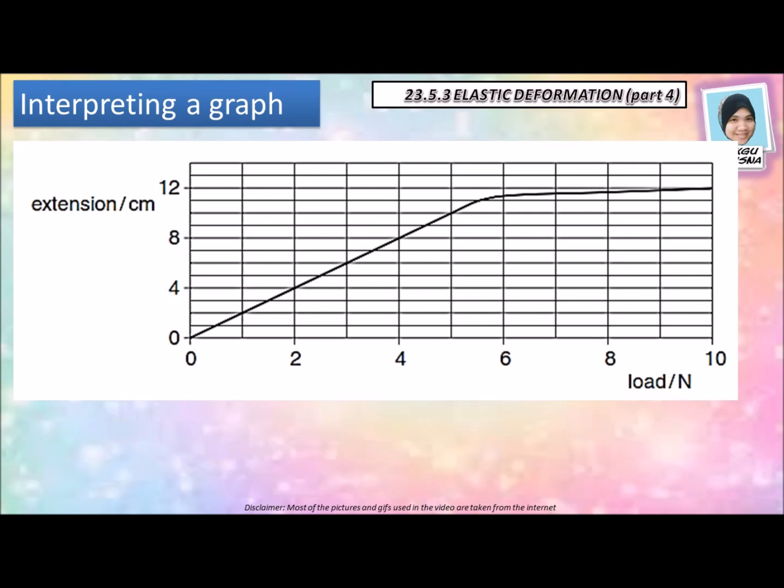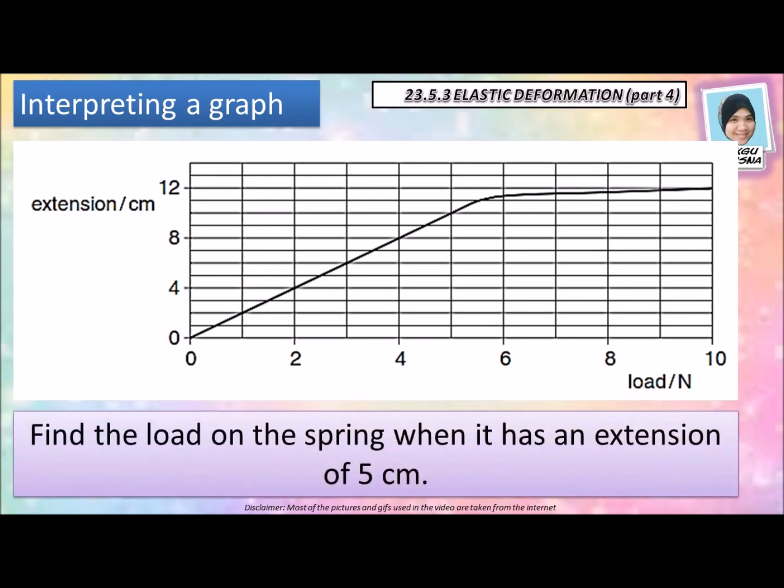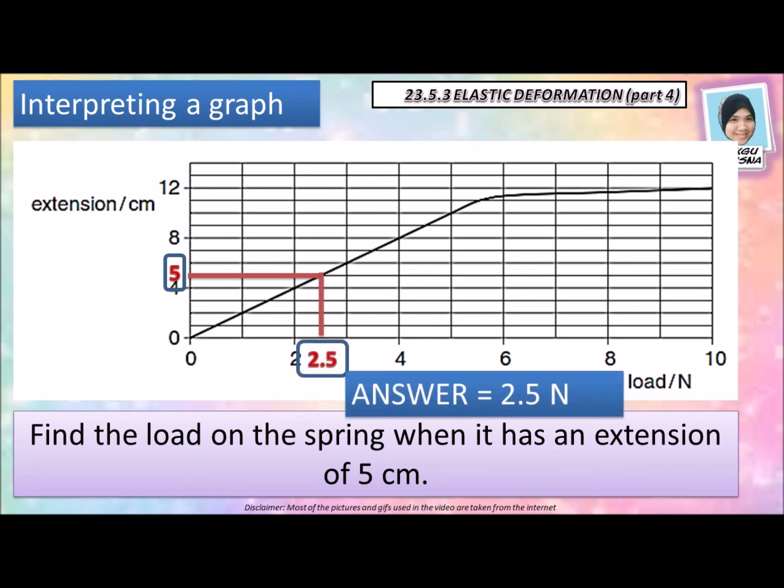Let's try another example. Find the load on the spring when it has an extension of 5 cm. Now you look at 5 cm. After number 4, here is number 5. So at 5 cm, load is 2.5 Newton. So the answer is 2.5 Newton.